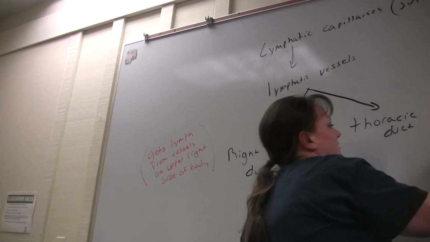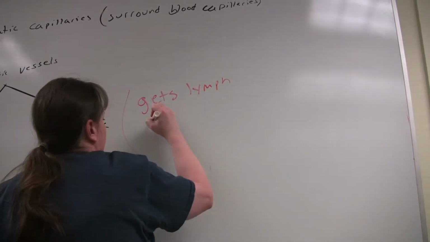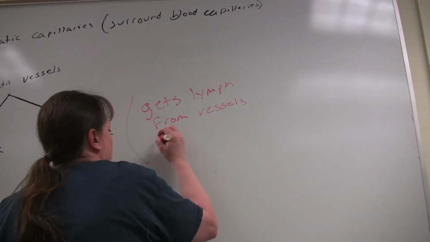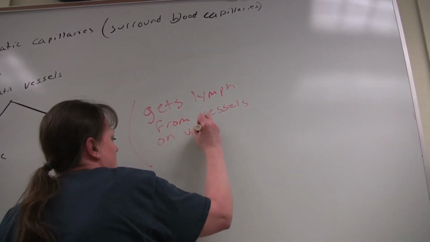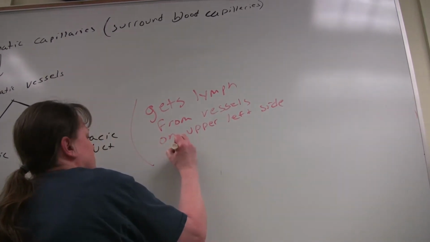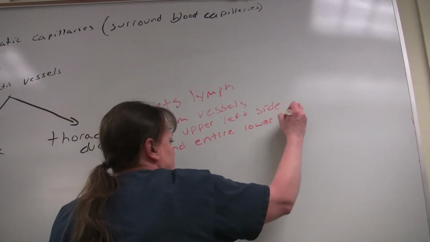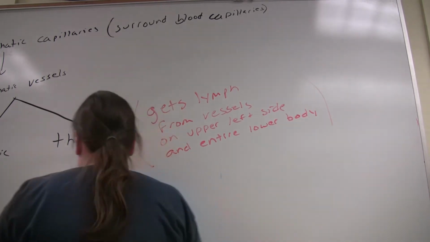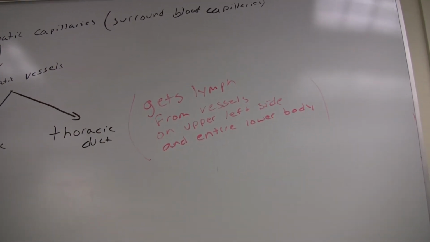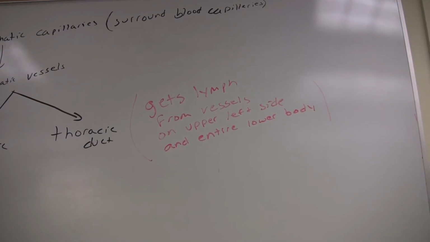The thoracic duct, that gets fluid, that lymph from lymphatic vessels on the upper left side of the body. And the entire lower body. So, again, everything above the diaphragm on the left side and your entire abdominal region, both legs, all of those vessels will drain into the thoracic duct.